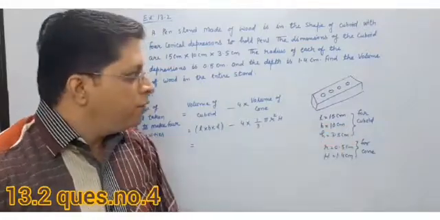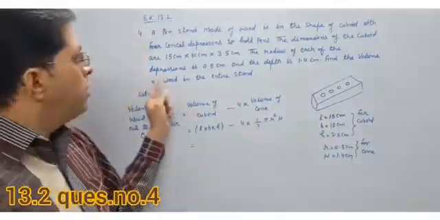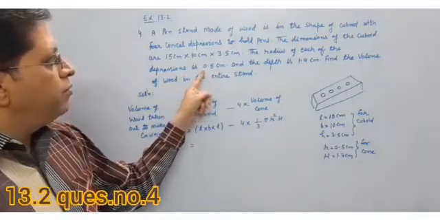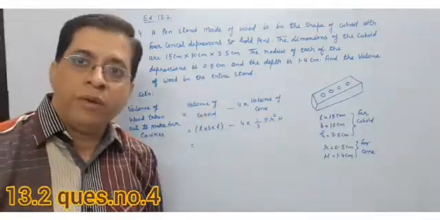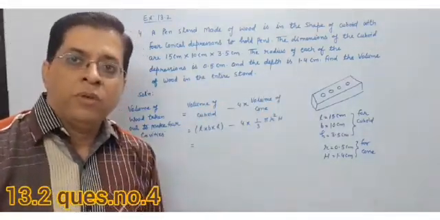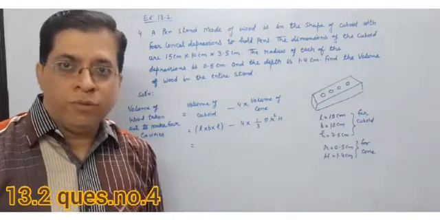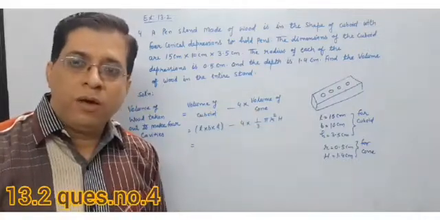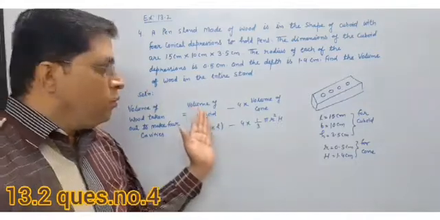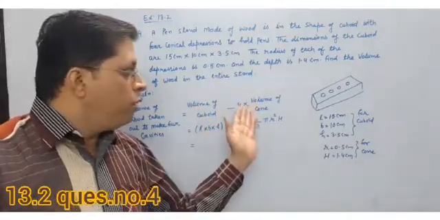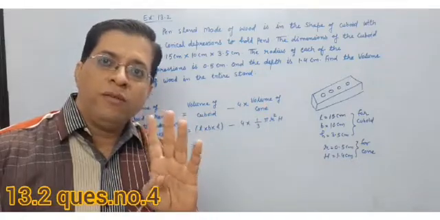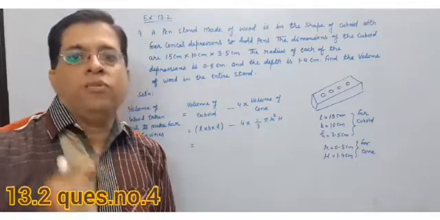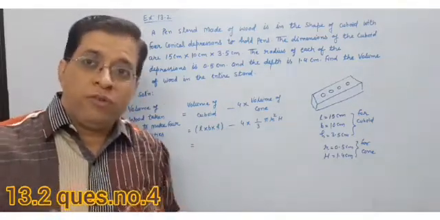This is for the cuboid, and the radius of the conical depression is given to you as 0.5 centimeter, and the depth is 1.4 centimeter. It means the height is given to you. What we have to find out is the volume of wood after four depressions. So the remaining volume of wood is volume of cuboid minus 4 into volume of cone, because four depressions are there. And which type of depressions? Conical depressions.